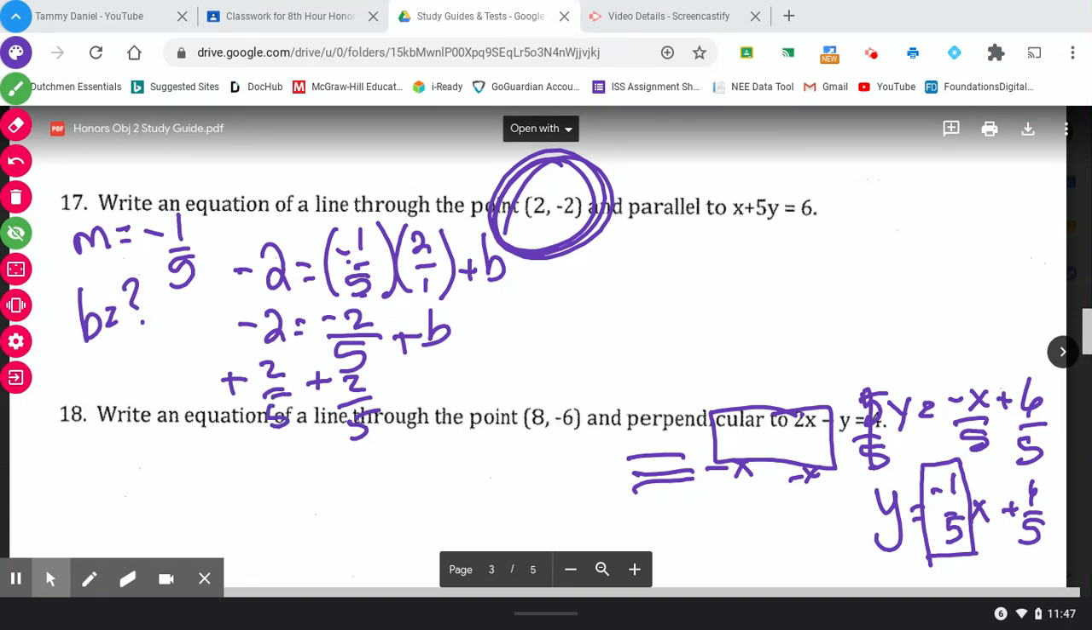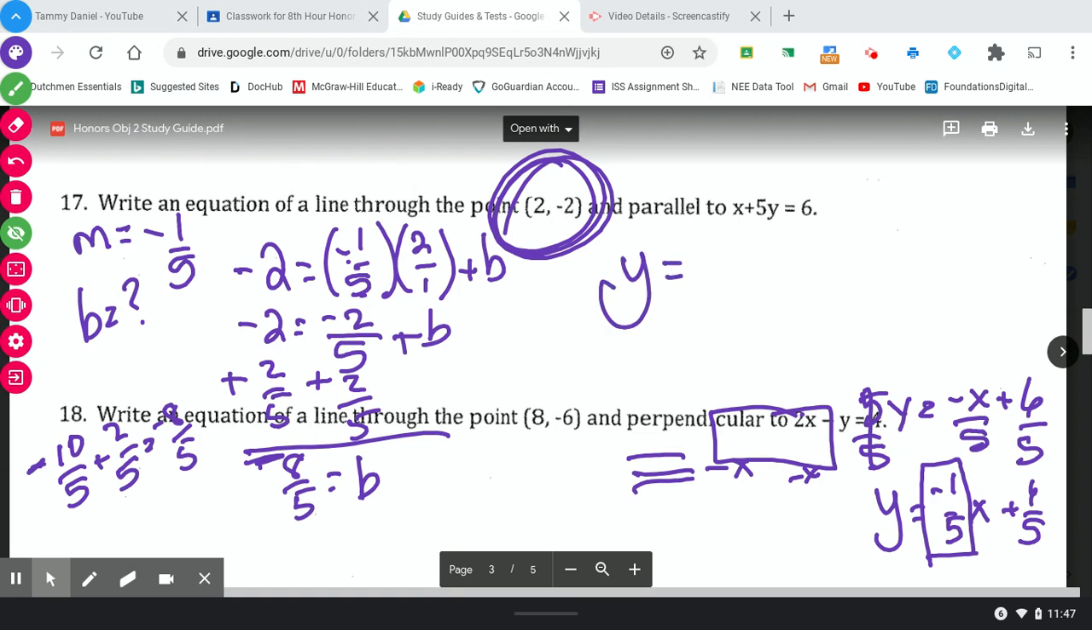So if we have a -2 plus 2/5, I'm going to work on the side over here. -2 needs to actually be written as a -10/5 so that we can have like terms or a common denominator. So -10 plus 2/5 is a -8/5. Right? So -8/5 is our b. So if that's our b and m is -1/5, y equals -1/5 x minus 8/5. It's not real pretty, but that's what it is.